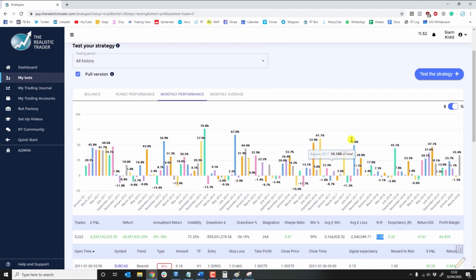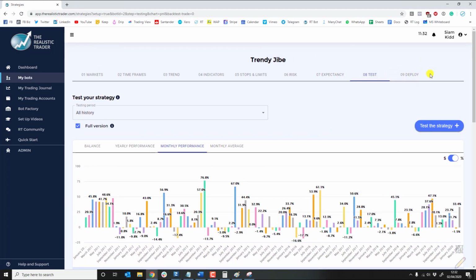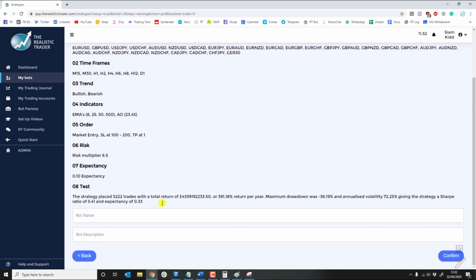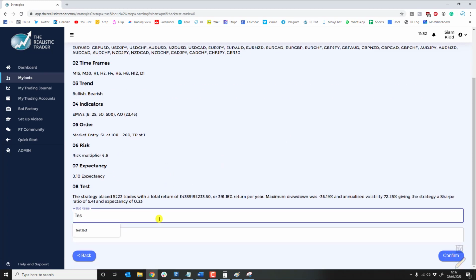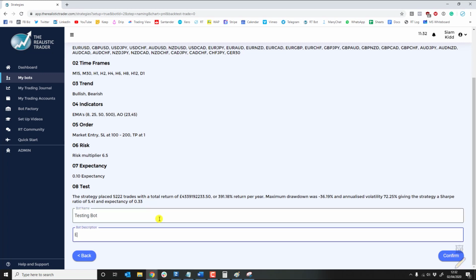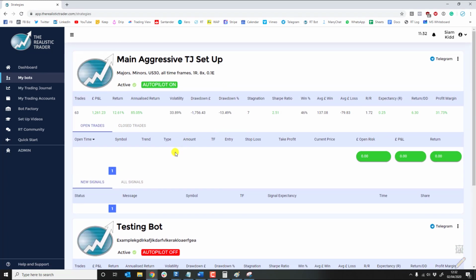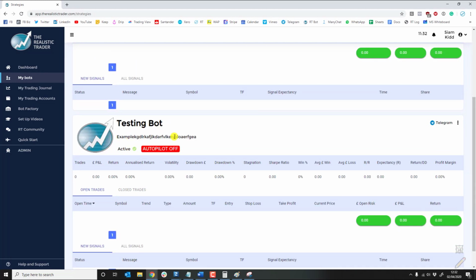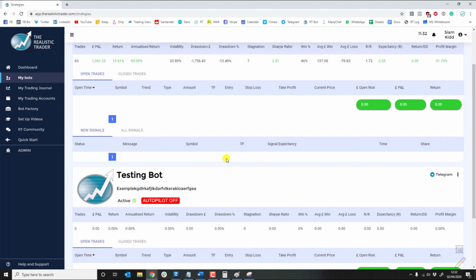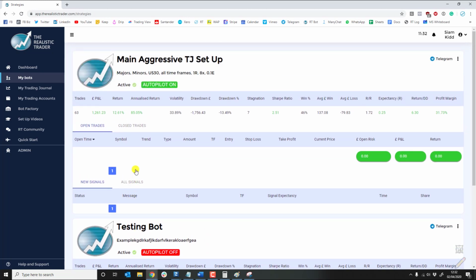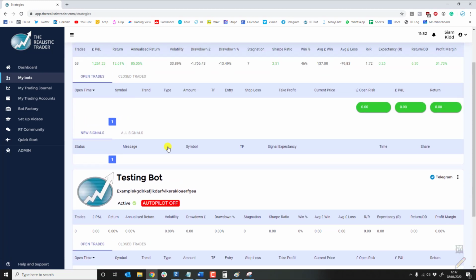So if you're happy, once you've done all the tweaking, etc., don't forget, you need to deploy it. So you go over here, type, and I'll just put testing bot example, and then confirm. And there we go. So as you can see, I've now got two bots, my main setup, and then obviously the testing bot we had here. So for me, just so I know, in that description I've put what I'm actually using.